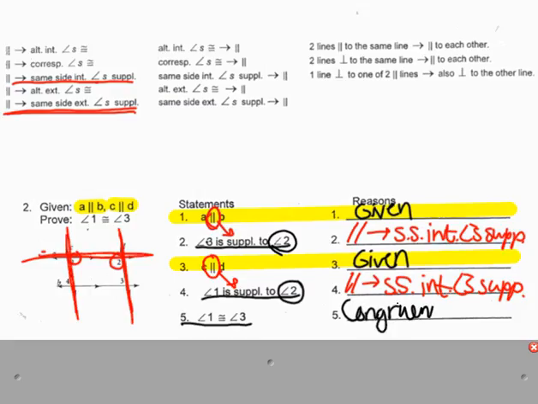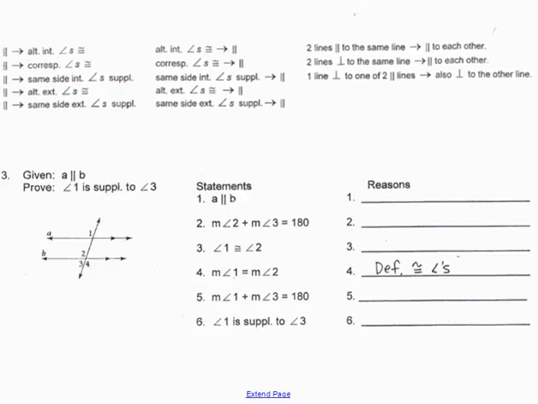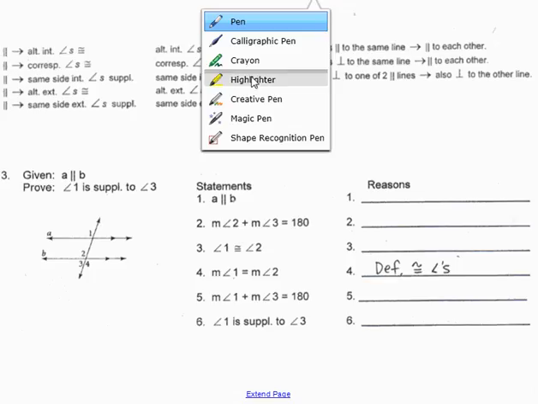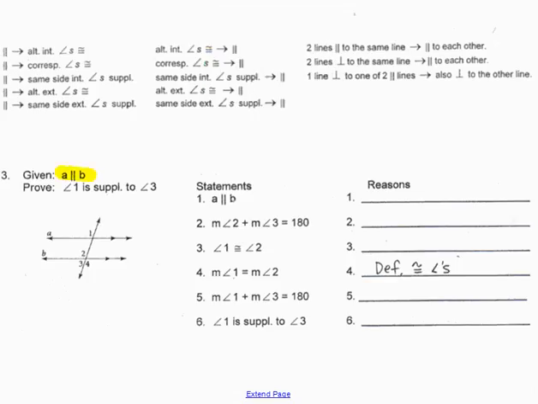Congruent supplement theorem. So that's one we haven't seen yet. Great. Next proof, givens. First, actually just one given. So write that in first.